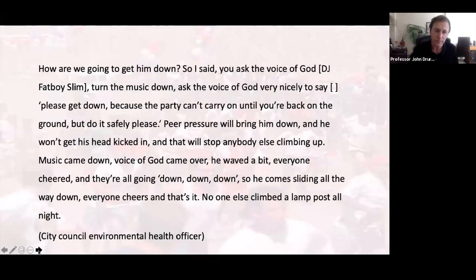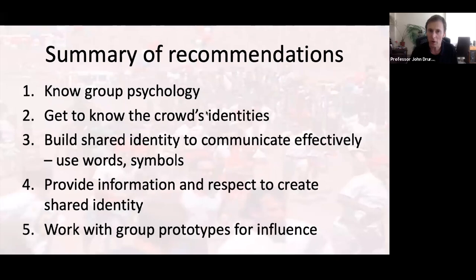So let me summarise my recommendations. My first recommendation is that you know group psychology, you use the ideas I've told you about in your training. The second is that you get to know your crowd's identities. What are their norms? What are their values? The third is that you build shared identity. You develop that relationship with them. You create a shared identity with them to get them to listen to you.